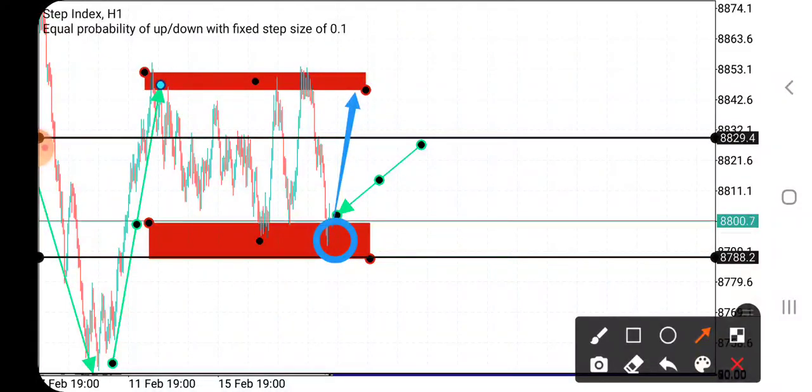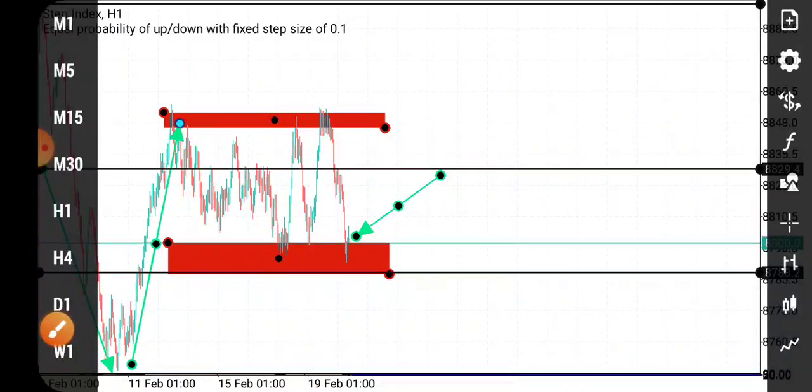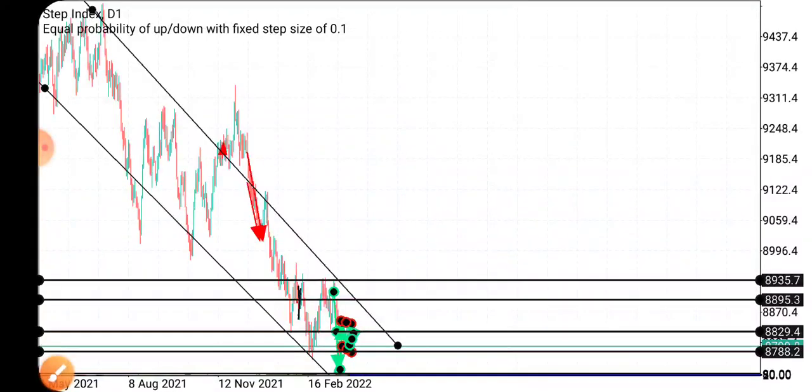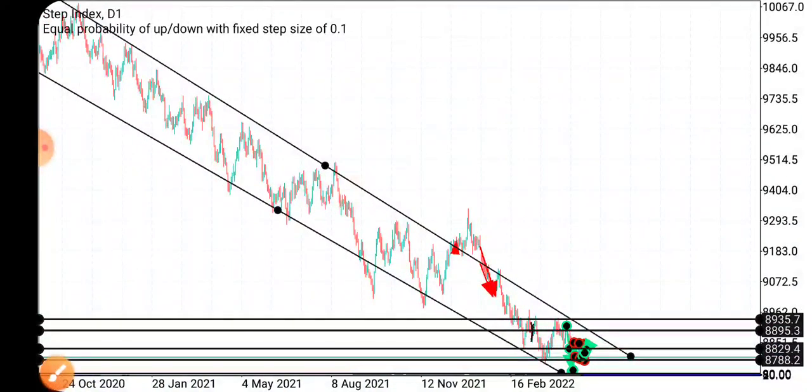So the question is, you want to take a decision. All the analysis we are doing is to take a decision of whether to buy or sell, right? Starting from our higher time frame, the daily time frame, we observe that the price has been trending down for months.